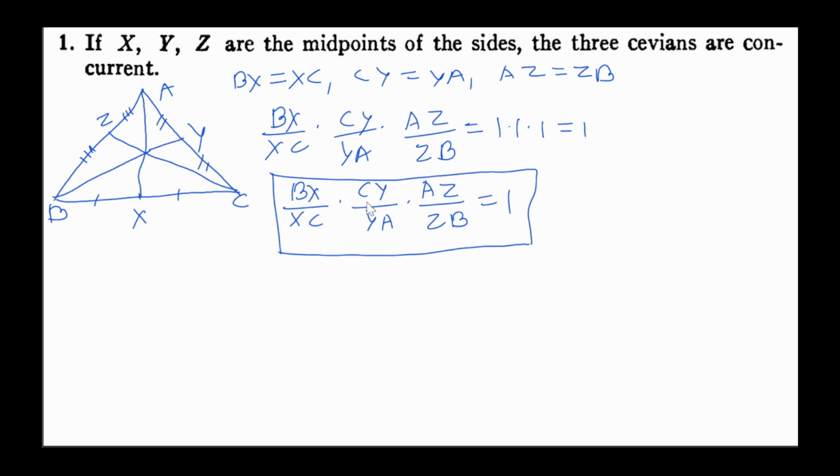Therefore, the three Cevians, which in this case are medians. So a median is a special form of a Cevian. The three medians are concurrent.